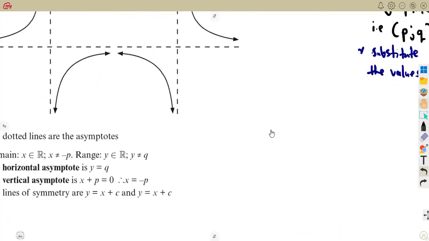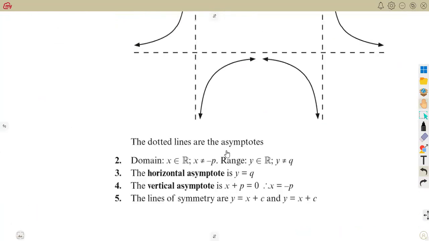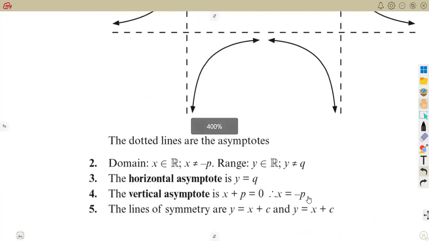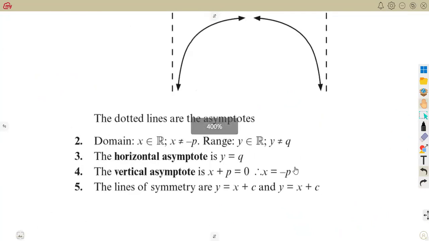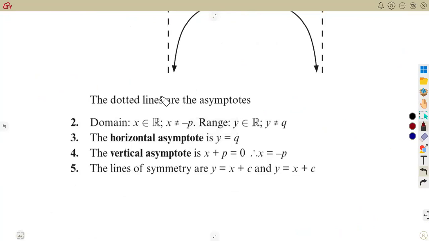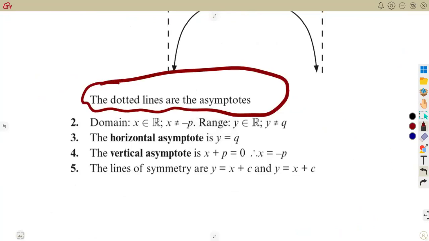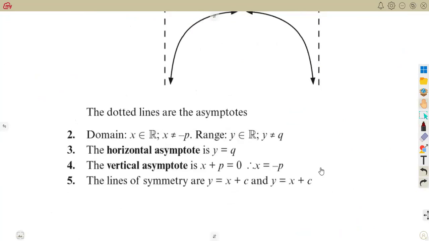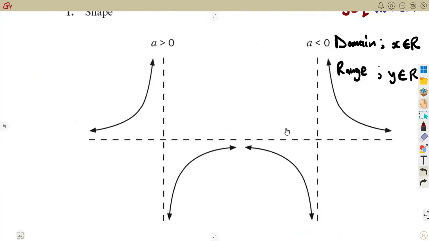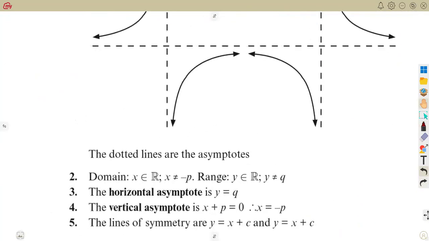Then also with this information that we had, guys, this is what we are given here in short. The dotted lines are the asymptotes, as we have our graphs drawn in whatever manner you are given, where for the domain, we are going to have the x values being real numbers, but x cannot be equal to minus p.